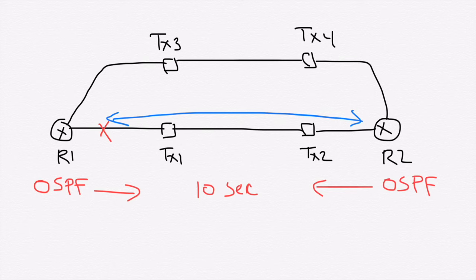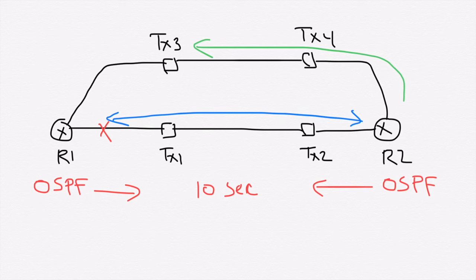R2 has to wait until the dead interval expires so that it can declare that R1 is no longer a peer via the transmission path TX1, TX2, and then it can restore the traffic between R1 and R2 via the other transmission path, TX3 and TX4.